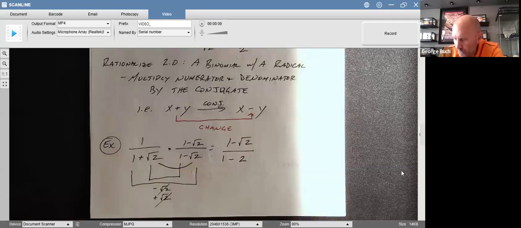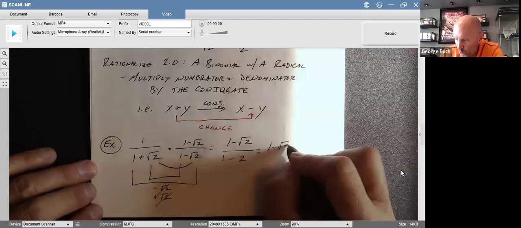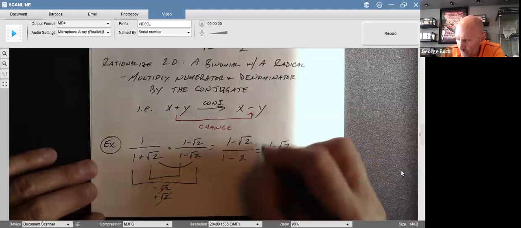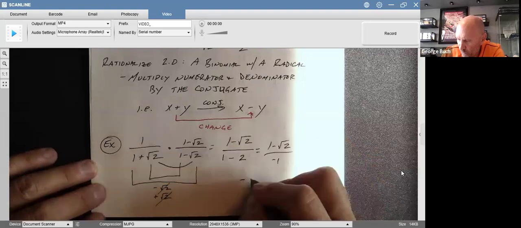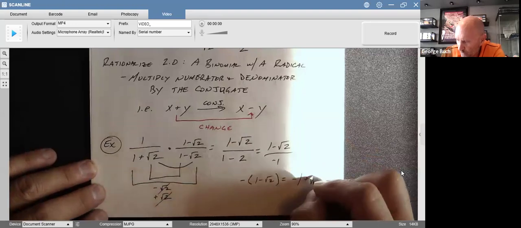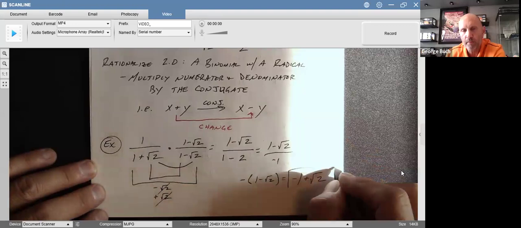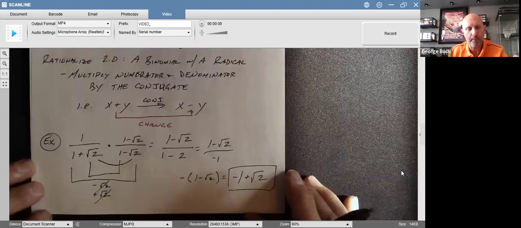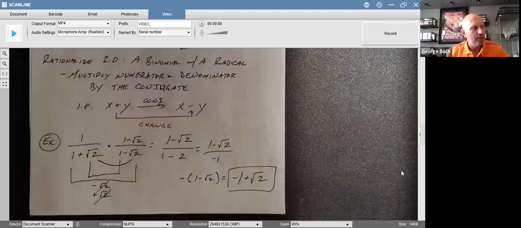Simplify this. I have 1 minus root 2 over 1 minus 2, which is negative 1. So bring that negative sign up. You have negative 1 times 1 minus root 2, which, if we make it look nice, is negative 1 plus root 2. Oops, the sun's coming in here and hitting that now. Let me move over. So that is rationalizing, we'll call it rationalize 2.0, when we have that binomial.